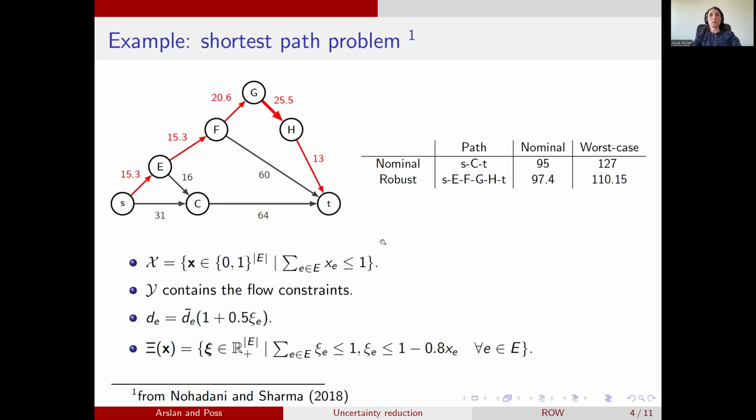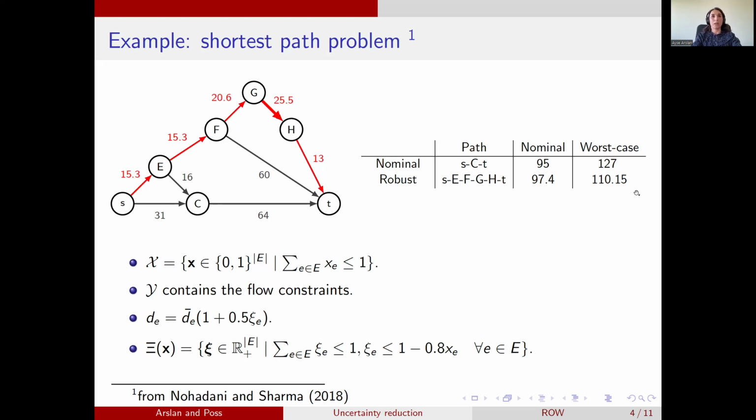Now, if we look at the robust solution, meaning that we don't take into account any kind of uncertainty reduction and only the classical robust optimization paradigm where all of the upper bounds are equal to 1, then we will choose the path SEFGHT. And the nominal cost of this path is 97.4, and its worst case cost is 110 something. So this is quite classical, right? In robust optimization, you lose some in the nominal cost, but you gain in the worst case cost. So you degrade a little bit the quality of the nominal solution, but the worst case objective value is improved.